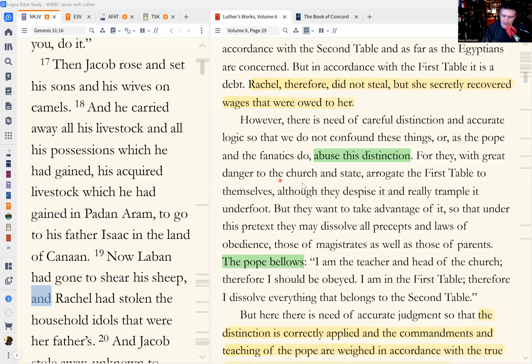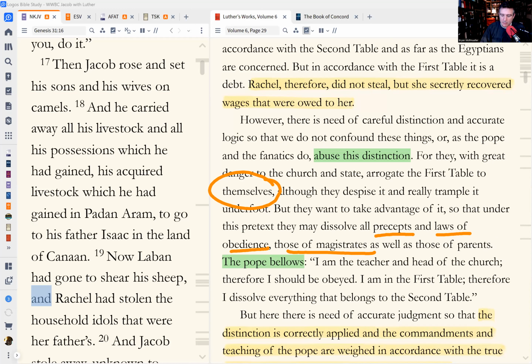For they, with great danger to the church and state, arrogate the first table to themselves. This is what the fanatics do. And it's also what the Pope's going to do. And this is pointing out some of the dangers of these situations. Although they despise it and really trample it underfoot, they want to take advantage of it, so that under this pretext they may dissolve all precepts and laws of obedience, those of magistrates as well as those of parents.